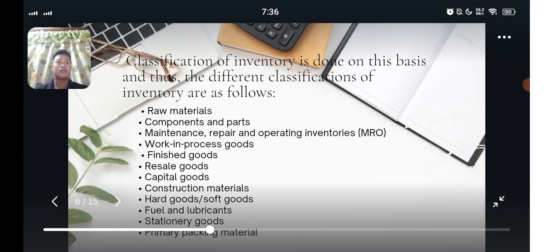classification of inventory. Inventory is classified as follows: raw materials, components and parts, maintenance, repair and operating inventories, work in process goods, finished goods, resale goods, capital goods, construction materials, hard goods or soft goods, fuel and lubricants, stationery goods, and primary packing materials.